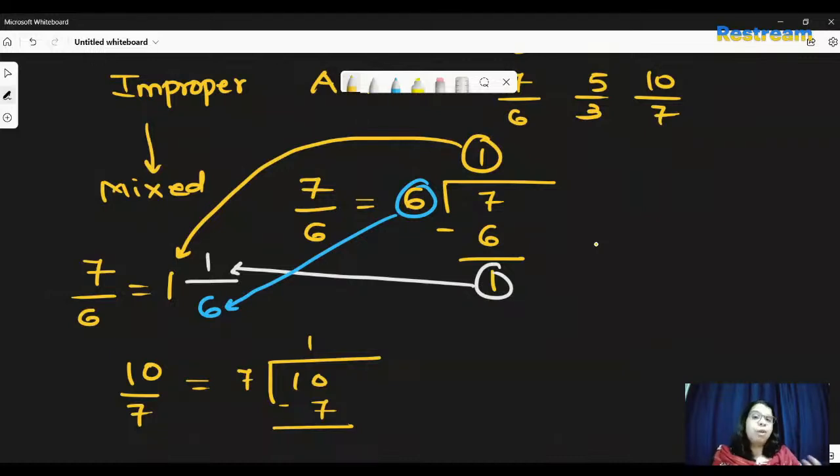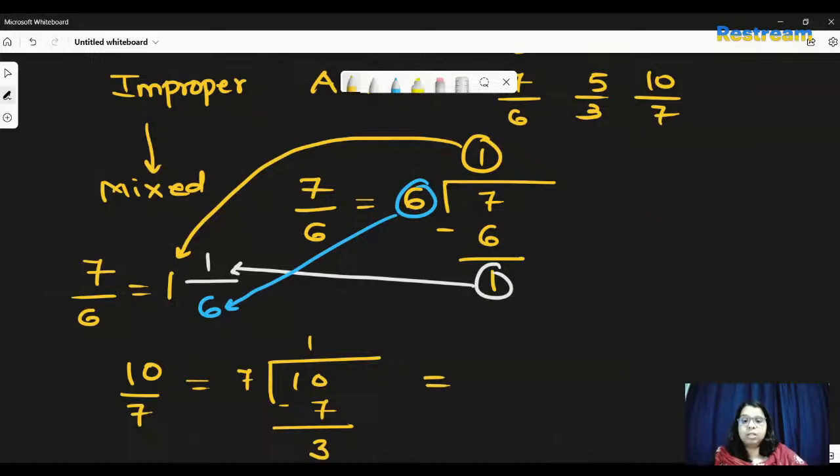Initially your handwriting will be all messed up, but slowly as your hand gets used to writing faster, you will be able to write it properly, and these kind of mistakes can be avoided, and you will save a lot of marks when these things happen. Okay, anyways, so 10 minus 7 is 3.